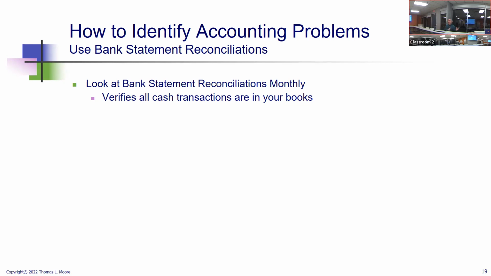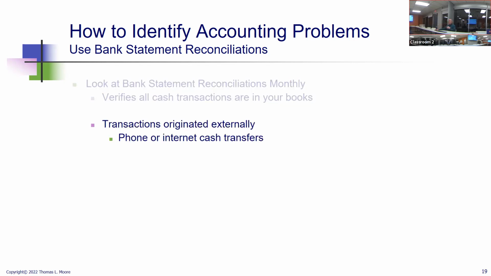Much like your bank statements, you should be able to look at an income statement, a balance sheet, and a cash flow statement to see how your business is doing on a monthly basis. During that exercise, you also want to look at your bank statements and reconcile those. Bank statements verify cash transactions are in your books. So your books and the bank reconciliation should be the same.